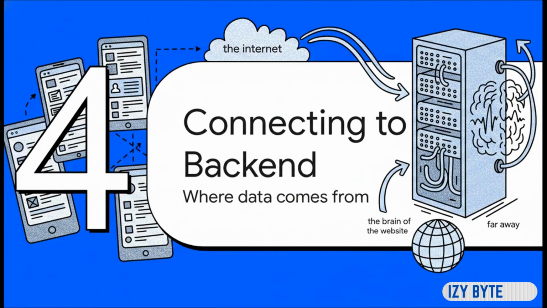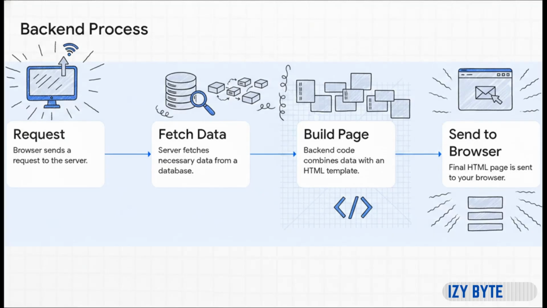Okay, but what about all the dynamic stuff, like your social media feed or the latest news headlines? That content has to come from somewhere, right? Well, that's the job of the backend. You can think of it as the brain of the website, living on a server somewhere far away. And the process, in a nutshell, is actually pretty straightforward. Your browser sends a request to a server asking for a page. The server's backend code then goes and fetches the latest data from a database. It plugs all that fresh data into an HTML template, and then boom, it sends that final complete HTML page right back to your browser to display.